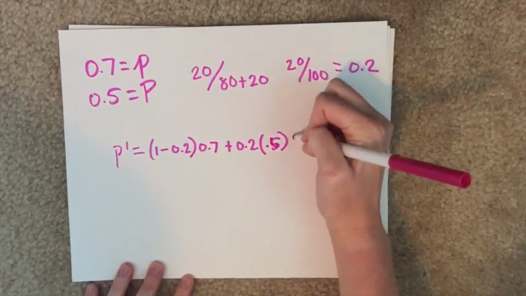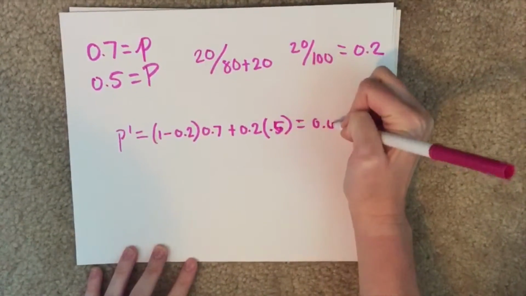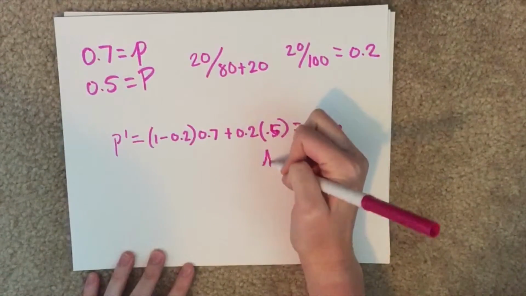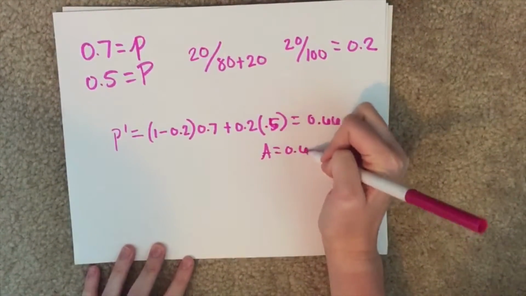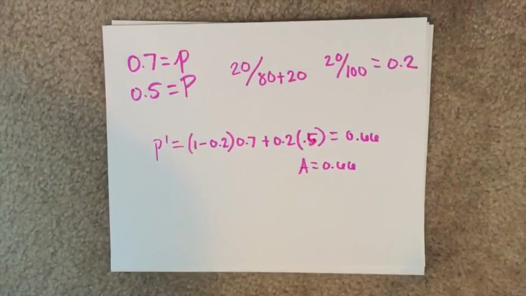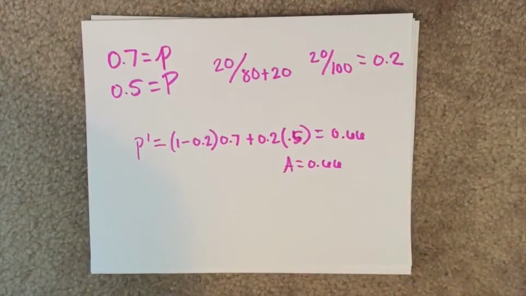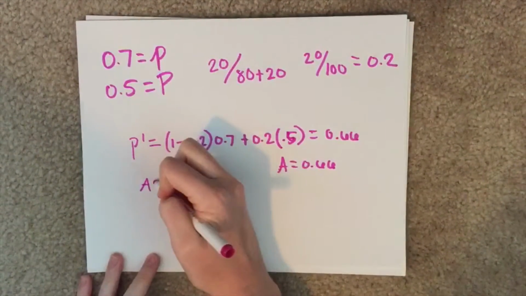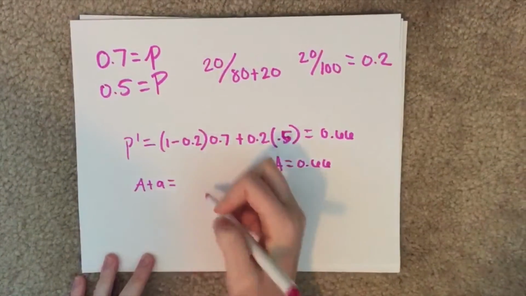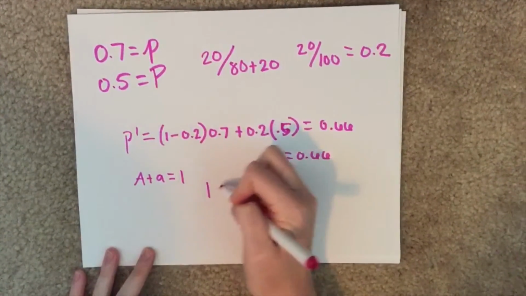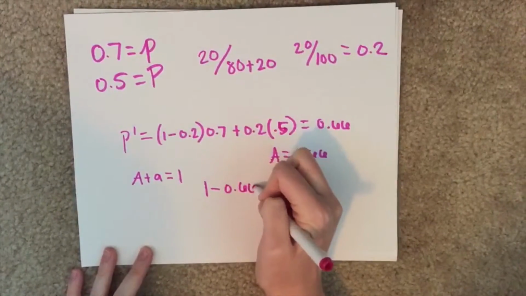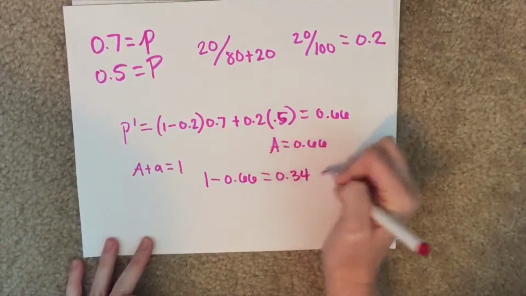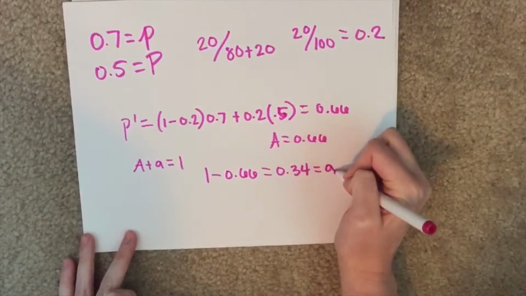Once all of this is worked out, it equals 0.66. This means the allelic frequency for big A equals 0.66. Once you have found the allelic frequency of the big A, finding the little a is easy. Since the frequencies of little a and big A should equal 1, we just have to do 1 minus 0.66 and get 0.34 for the allelic frequency of little a.